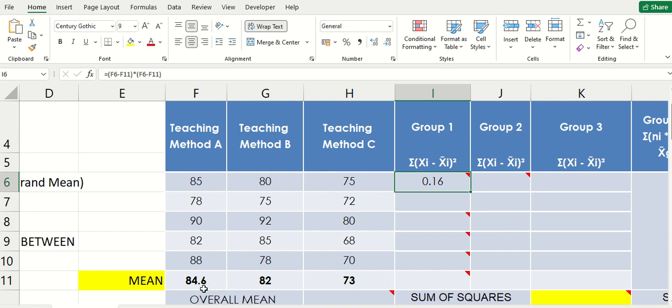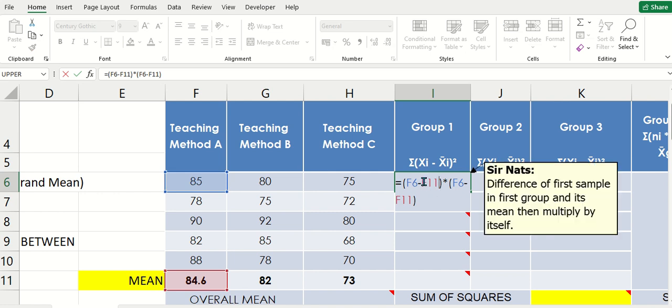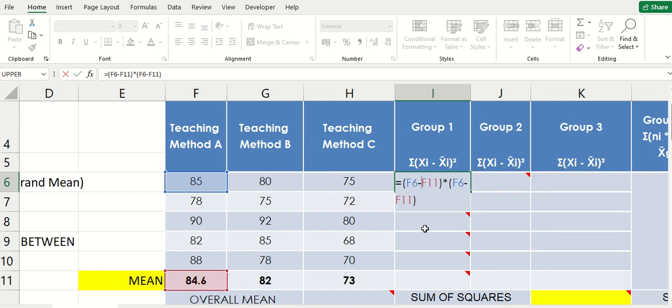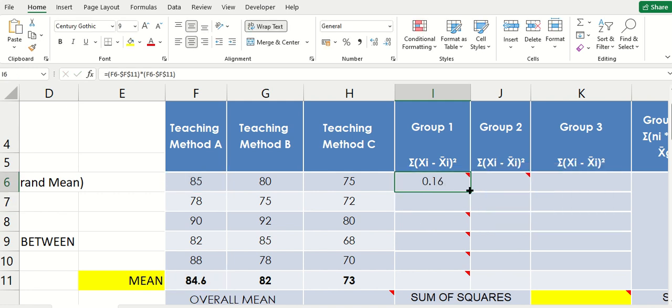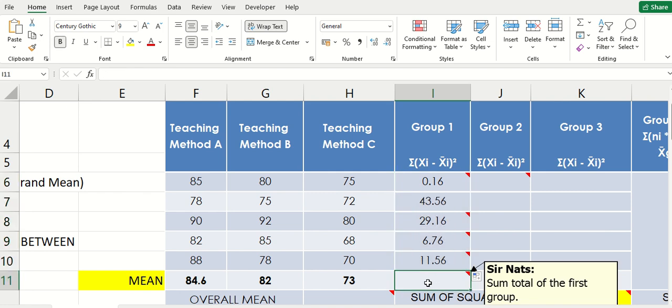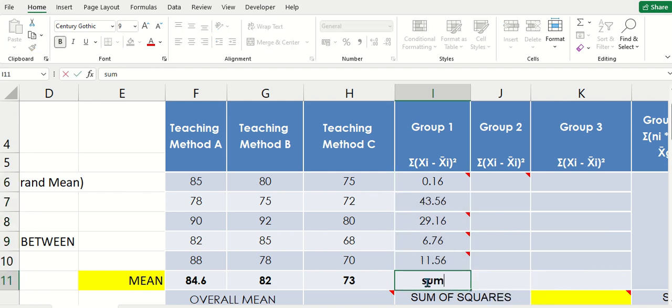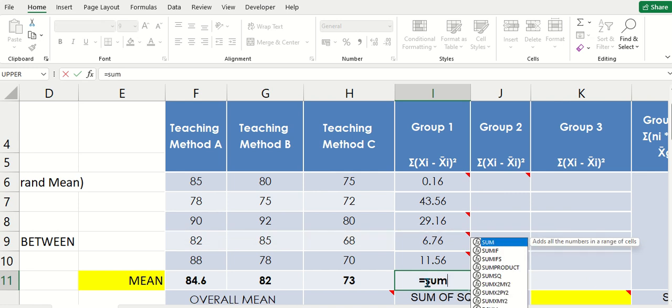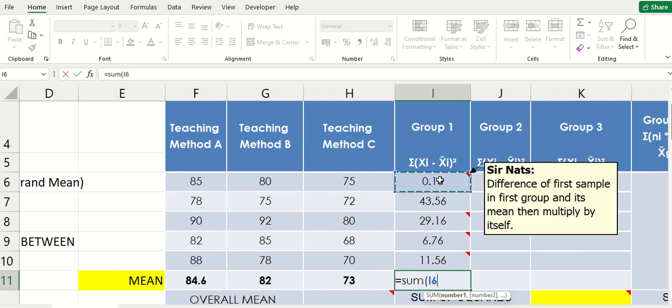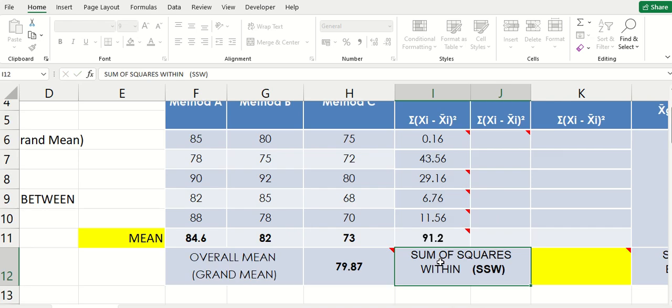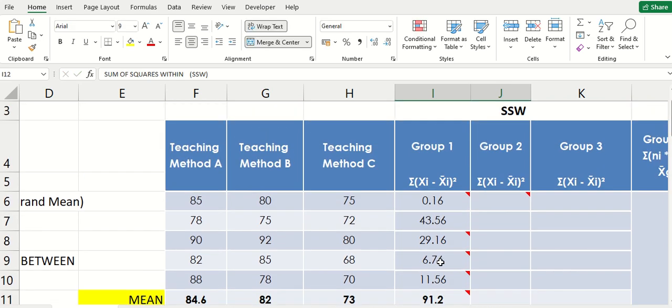Then 78 minus 84.6, then multiply by itself. 90 minus 84.6, then multiply by itself. Don't forget that. That's how you do it until you reach the last number. I will be putting the dollar sign here so that when I drag it down, it will not be moved. Then when you have all these values, it's time to get the sum, the total of adding all these. Then you will have 19.2.